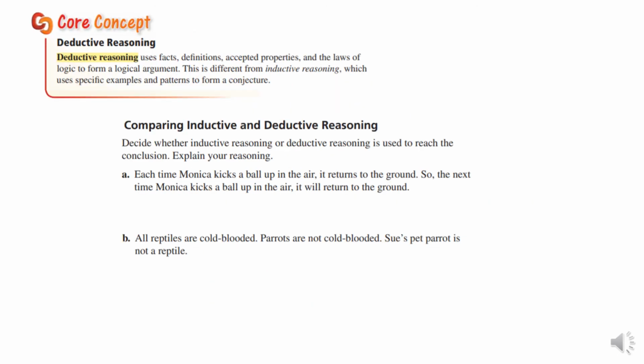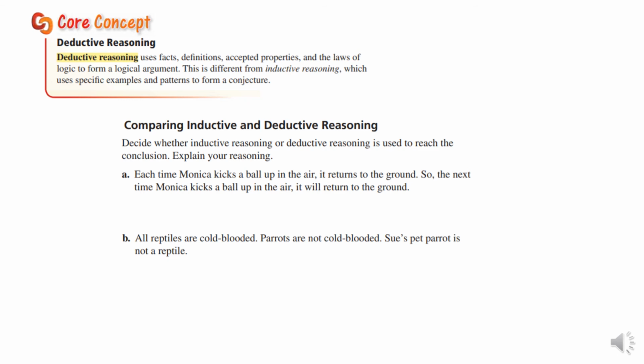Deductive reasoning is not done by a pattern. They use facts, rules, and definitions to form the logical argument. This is very different from inductive reasoning, which uses examples and patterns. So how do you compare them? First we're going to decide which of these is inductive or deductive, if any, and we're going to explain why.